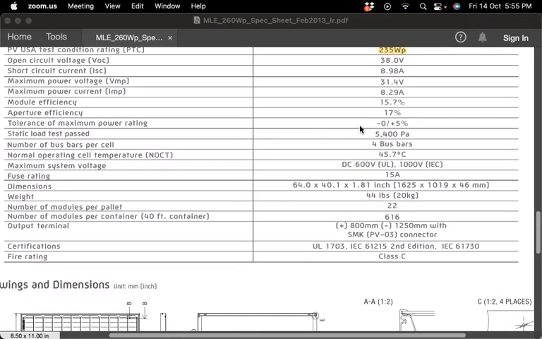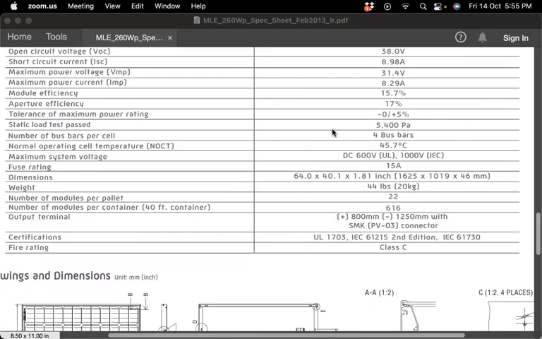The tolerance is plus or minus 5%. And we have a static load test with 5.4 kilopascal for the pressure. The number of bus bars per cell is 4 bus bars. These bus bars are simply these copper bars that are connecting cells together. So usually when you have a module, you find cells arranged in rows and columns, and there are copper wires, or copper bars, connecting them together.